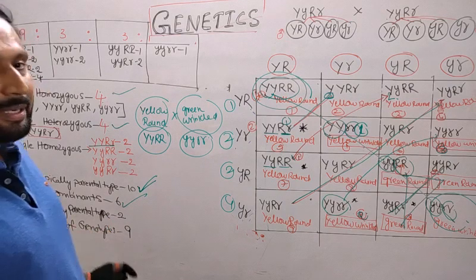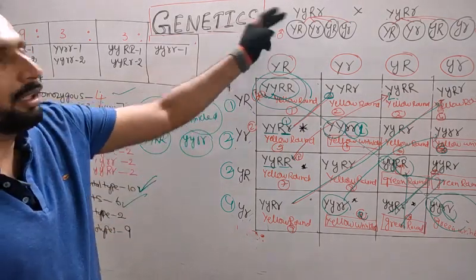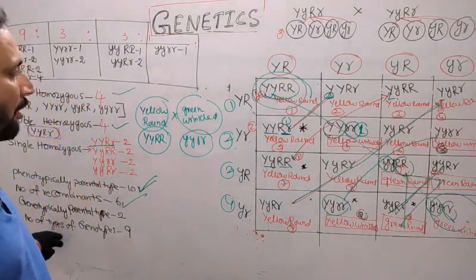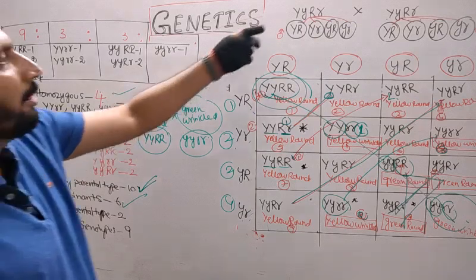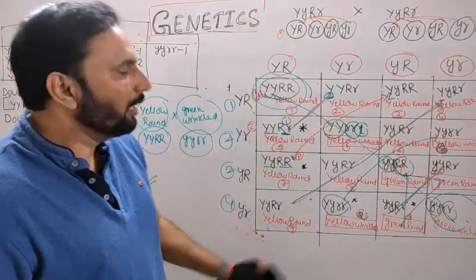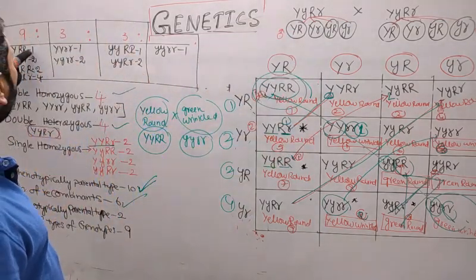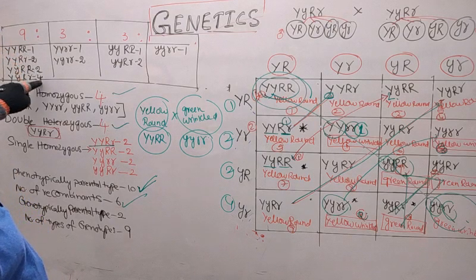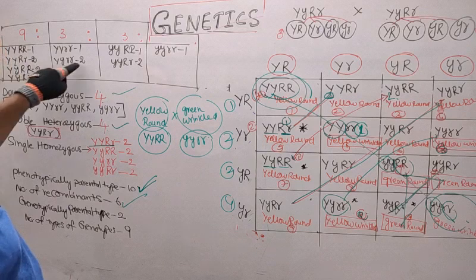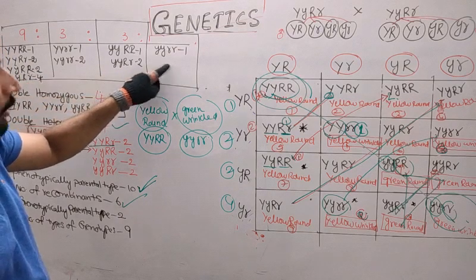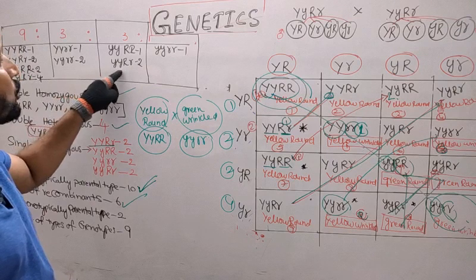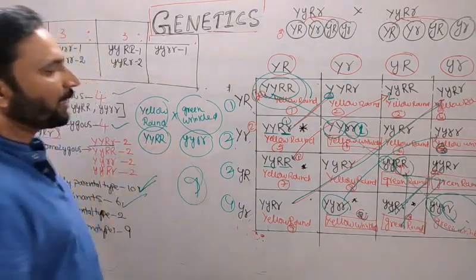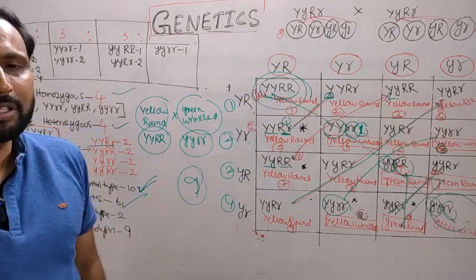Number of types of genotypes. In the F1 cross, the F2 generation is forming. How many are forming? So look at here. This is one genotype. This is genotype. This is genotype. Like that, here 4 genotypes. Here 2. Here 2. Here 1. So 4 plus 2, 6. 6 plus 2, 8. 8 plus 1, 9. So 9 types of genotypes are formed in the F2 generation.